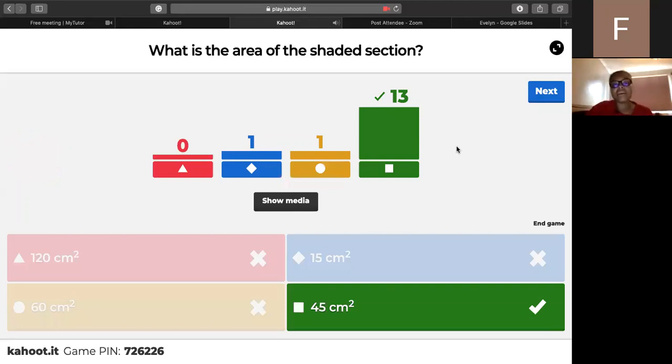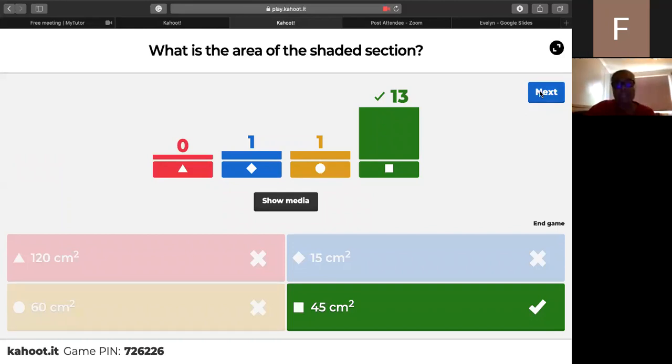Perfect, well done guys. So yeah, we need to work out the area of a triangle, half times base times height. Then we would work out the area of a rectangle, and then we work out the difference between them. We take the area of a rectangle away from the area of the larger triangle.